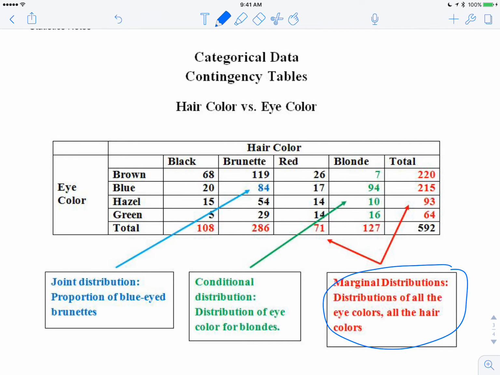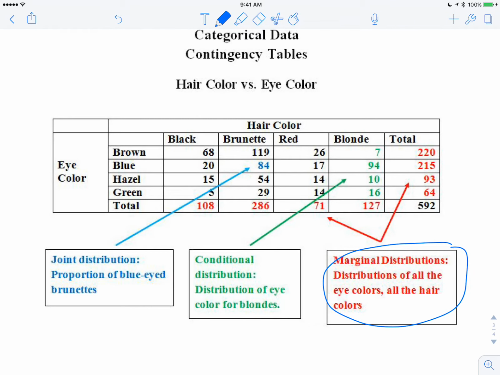You'll notice that the two red arrows are pointing to the column and the row for the totals across the two variables for eye color and hair color. So across eye color, your marginal distribution would be taking each of these numbers, 220, 215, 93, 64, and dividing them by the total, 592, and you get a percentage for each of those. Same with the hair color across the bottom here. You do 108, 286, 71, 127, all divide each of those numbers by 592, and you get a percentage. That's your marginal distribution across a variable.